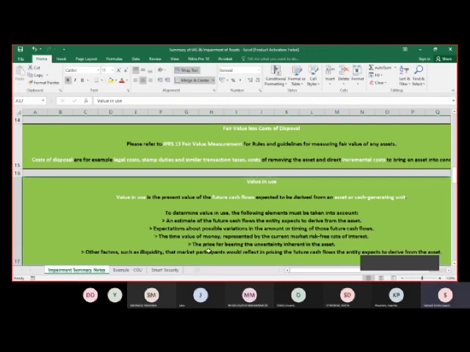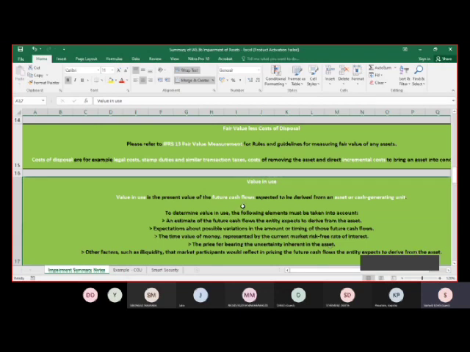That would also include the discount rate, the time value of money represented by the current market risk-free rate of interest. And the risk-free rate of interest refers to government bonds. So this would be the risk-free rate of interest. Then the price for bearing the uncertainty inherent in the asset, and other factors such as illiquidity that market participants would reflect in pricing the future cash flows the entity expects to derive from the asset. So these are the factors for value in use that you need to determine.